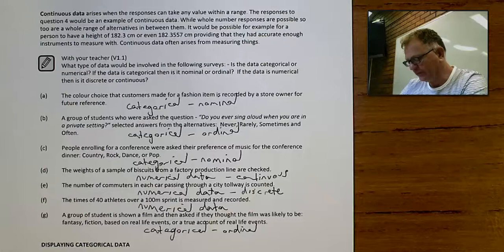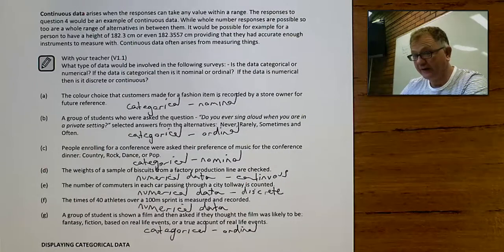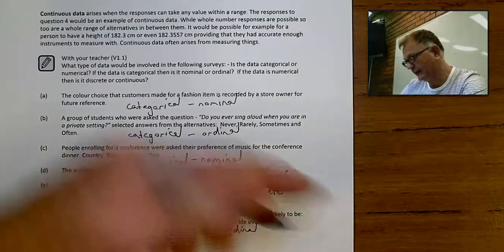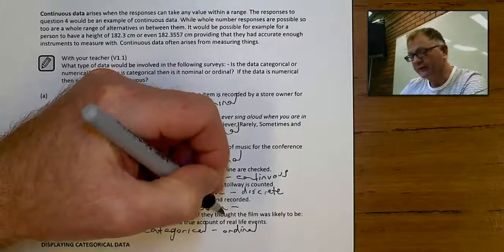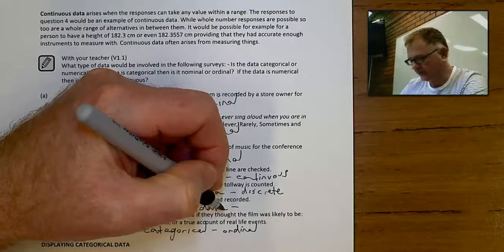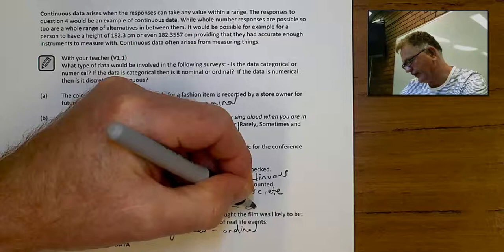And the last numerical data example we had were the times of 40 athletes. Those sprint times, they would be recorded in seconds, but you could have, say, someone who could do it in 10 seconds, someone who could do it in 11, but you could also have someone who could do it in 10.6 or 10.65 or 10.689, any amount that you could do, providing you had an instrument accurate enough to measure it. That's continuous data.